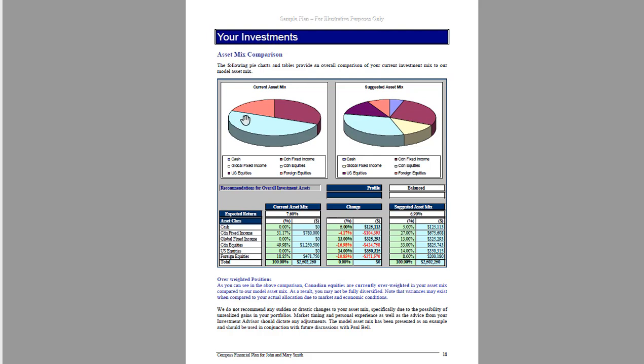This is an asset mix. There's the current asset mix and the suggested asset mix. You can see what they're doing, basically reducing Canadian equities and adding U.S. equities, and reducing some foreign equities. Also, the increases coming up in the U.S. equities. That probably wasn't too bad advice for that time, considering how the U.S. market has done since then.